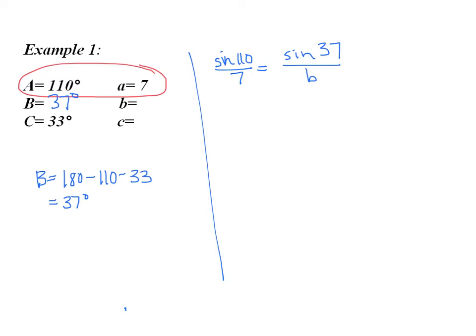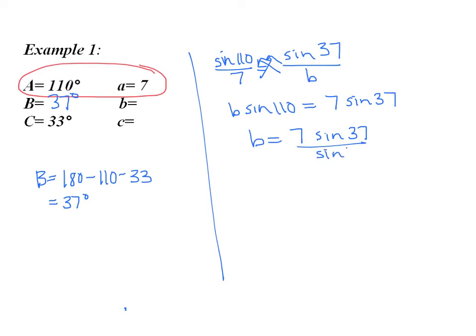Now to solve these proportions, all you're going to do is cross multiply. So if I cross multiply, I'm going to get b times the sine of 110 equals 7 times the sine of 37. To get b by itself, you simply divide both sides by sine of 110. And this is what you're going to get. When you get to this point, you're going to type it in your calculator just like you see it there. When you enter that in your calculator, you should be getting approximately 4.5. So little b is 4.5.